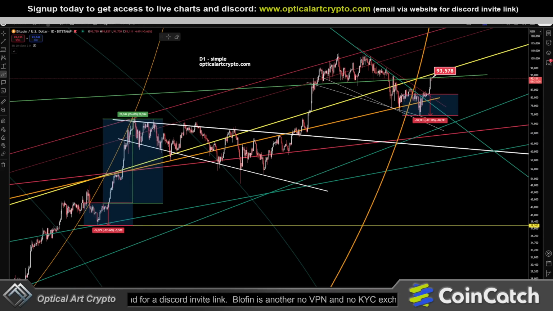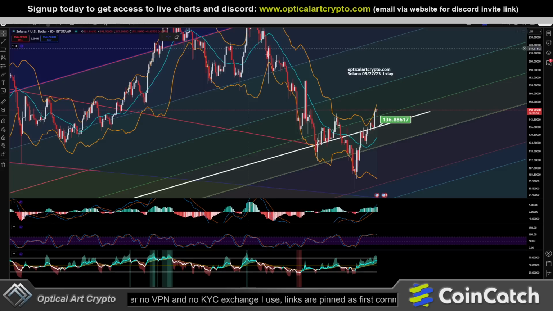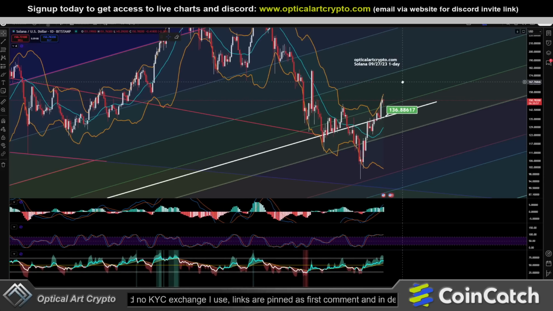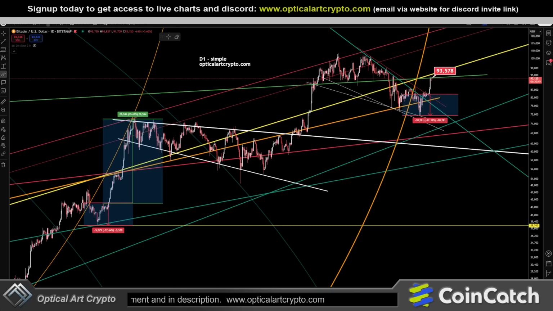All right. So again, in that video I had mentioned, watch and see if these 4 altcoins break to the upside. So Solana, and go back and watch the video. I said, look, if we get above with these 4 altcoins, and this was right here. Let me find this chart. This is a Bitcoin chart.